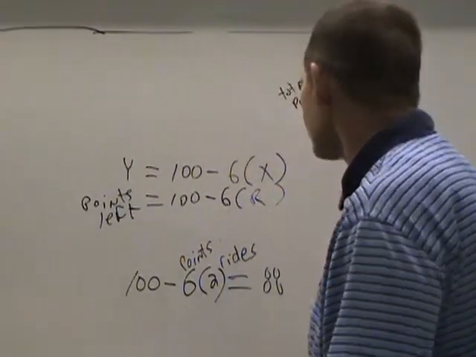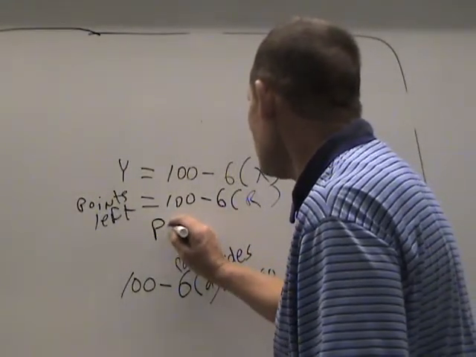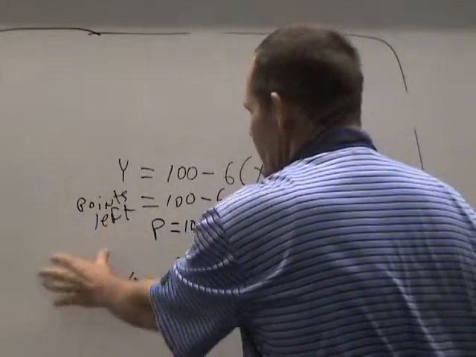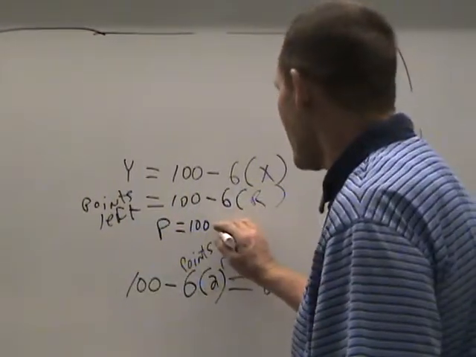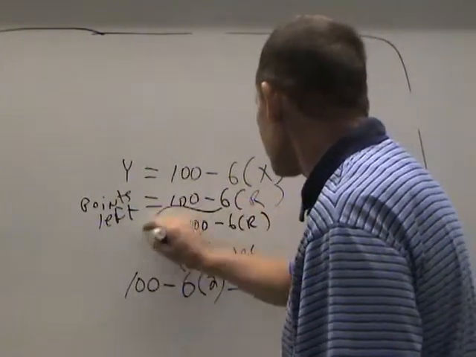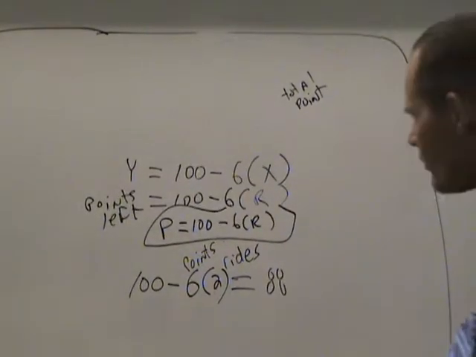So we can call it R, for instance. You could call P equals 100, meaning points. You have to put down somewhere that P stands for points, otherwise nobody would know. 100 minus 6 times R would be an official type of formula. Does that make sense to you? So now we graph this one.